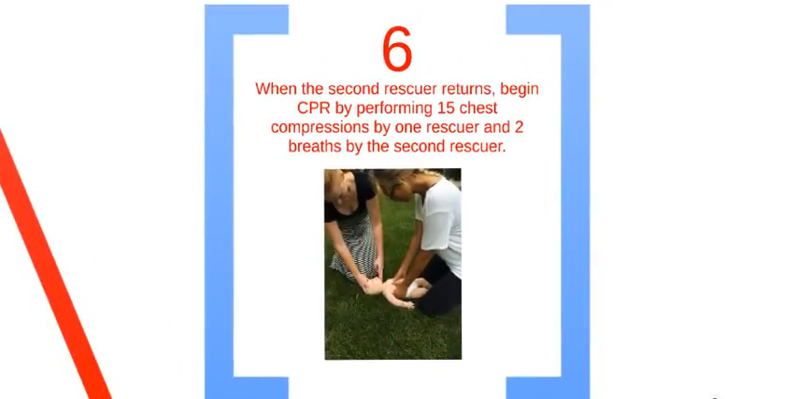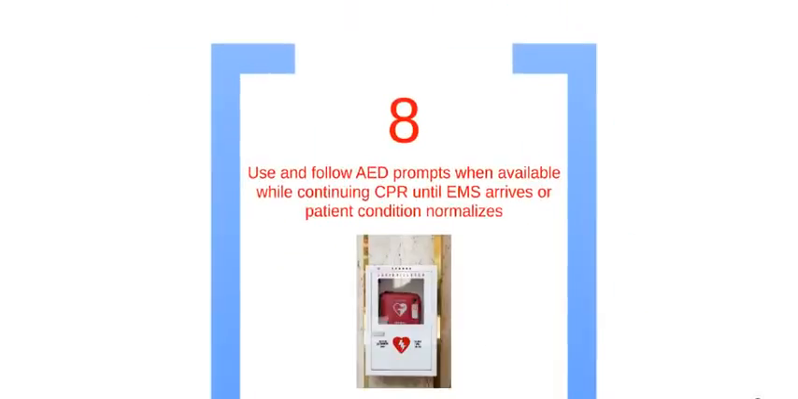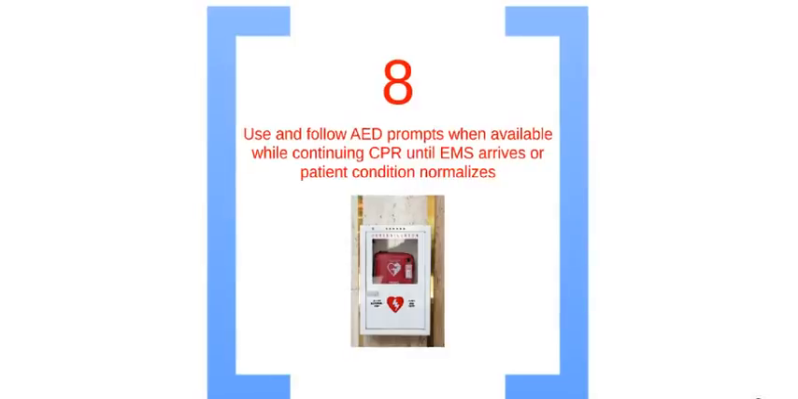Once the second rescuer returns, you'll switch from 30:2 to 15:2, with one rescuer doing the compressions and the other doing the breaths. If the second person can fit their hands around the infant's chest, perform CPR using the 2-thumb encircling hands method. Once again, do not press on the bottom end of the sternum, as this can cause injury to the infant. Make sure your compressions are 1.5 inches deep and at a rate of at least 100 per minute. Lastly, use the AED and follow its prompts while continuing CPR until EMS arrives at the scene.